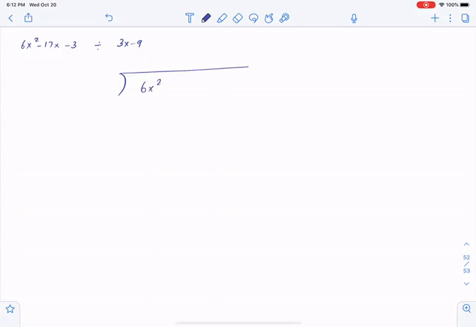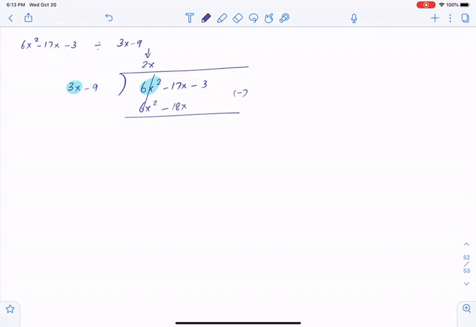So we have 6x squared minus 17x minus 3. And we have to divide that by 3x minus 9. So I've got to come up with an expression here so that when I multiply with 3x, I get 6x squared. So that expression will be 2x. 3x times 2x is 6x squared. Negative 9 times 2x, negative 18x. If I subtract, the 6x squared will go away.